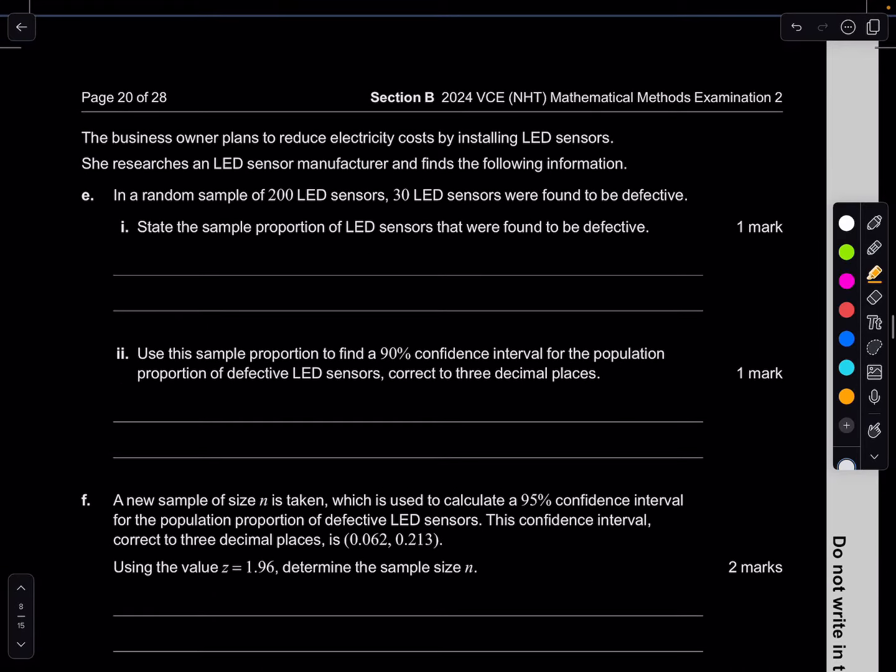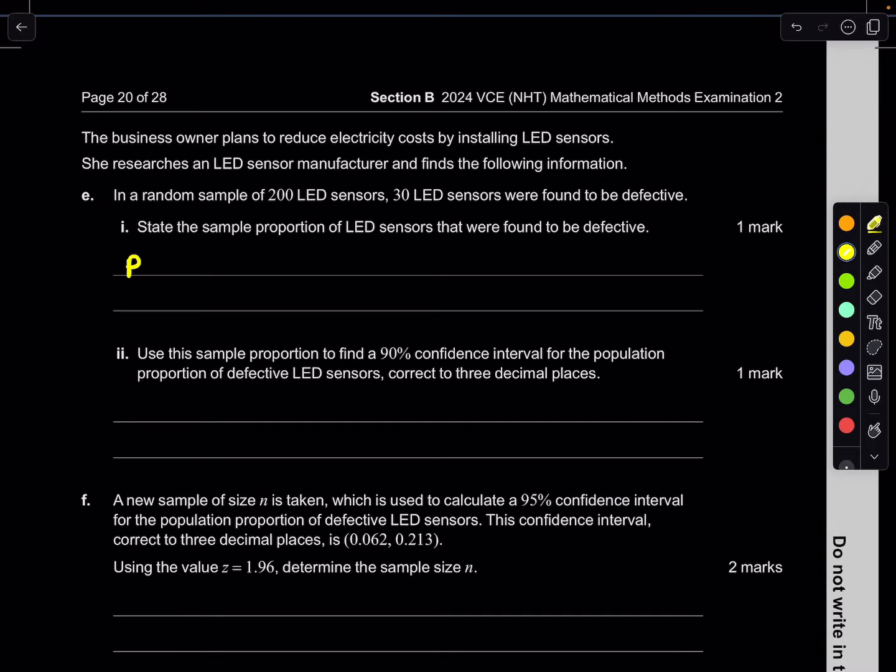This question here, let's have a try at this. Okay. So the business owner plans to reduce electricity costs by installing LED sensors. She researches an LED sensor manufacturer and finds the following information. In a random sample of 200 LED sensors, 30 LED sensors were found to be defective. State the sample proportion of LED sensors that were found to be defective. What a beautiful question. Easy.